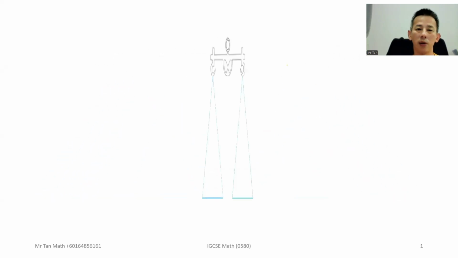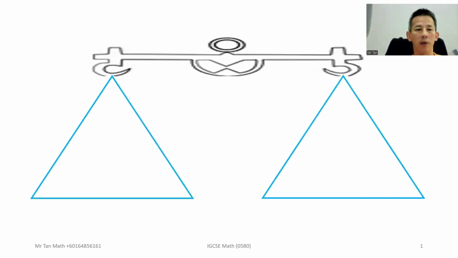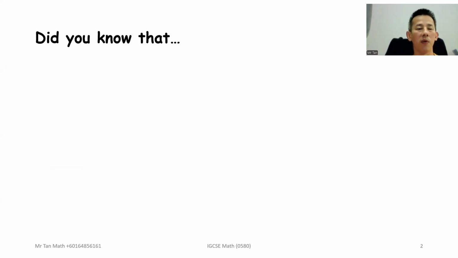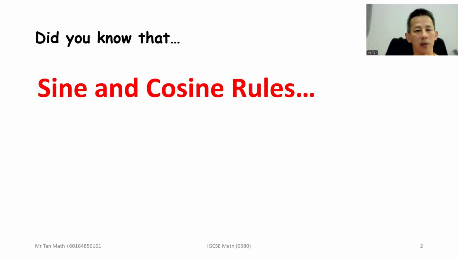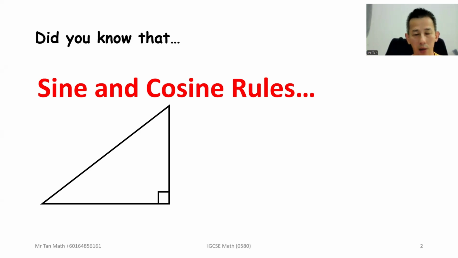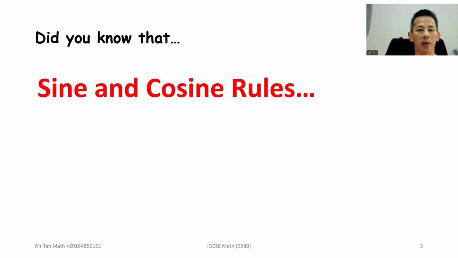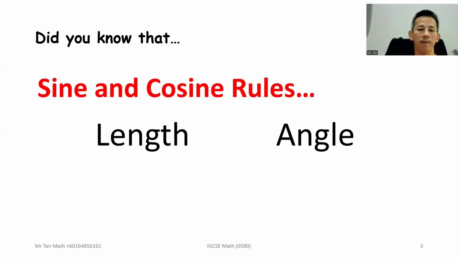Hi, in this video, I'm going to share with you the differences between sine rules and cosine rules. Before we move on, do you know whether the sine rules and cosine rules are only applicable to right angle triangles or non-right angle triangles? The answer is both. And whether sine rules and cosine rules can be used to find the length or angle? The answer is also both.